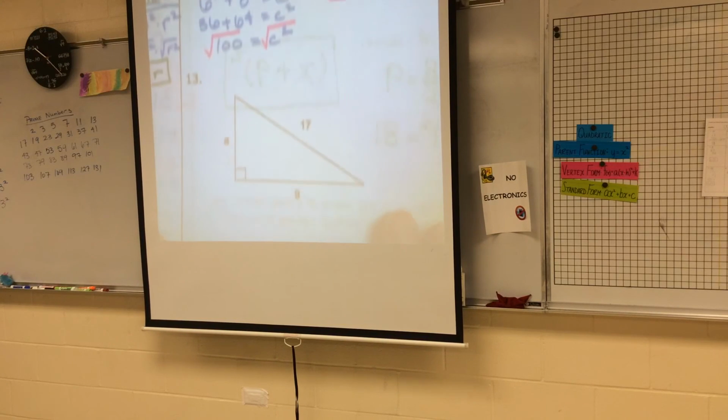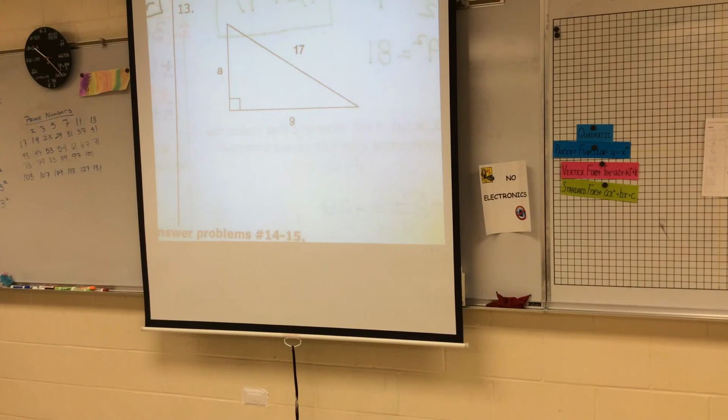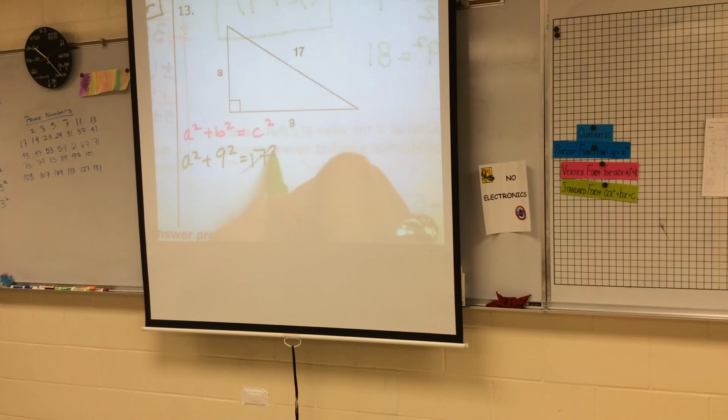All right, number 13. We have another right triangle, so I can use Pythagorean theorem again. So I've got a squared plus b squared equals c squared. So my side lengths, do we know a? No, that's what we're going to find. So I have a squared plus b, which is 9 squared, equals 17 squared.